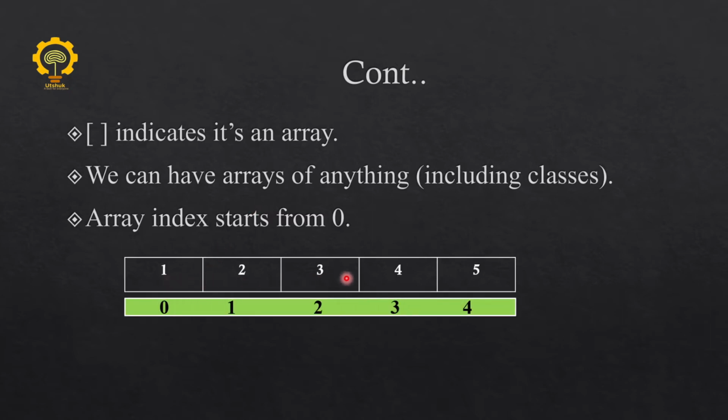Suppose this is an array and we have the elements 1 to 5 inside the array, and this is the indexing of an array. So the total length of this array is 5, and the first index is 0 and the last index is 4. So as 0 to 4, the total length is 5.